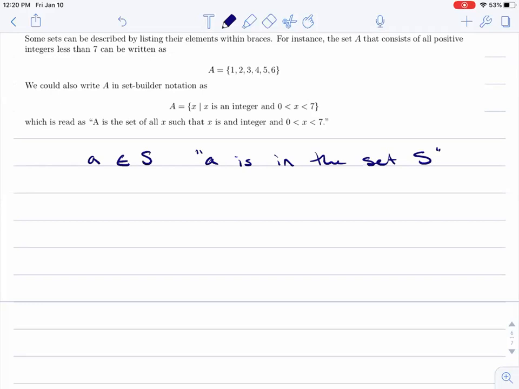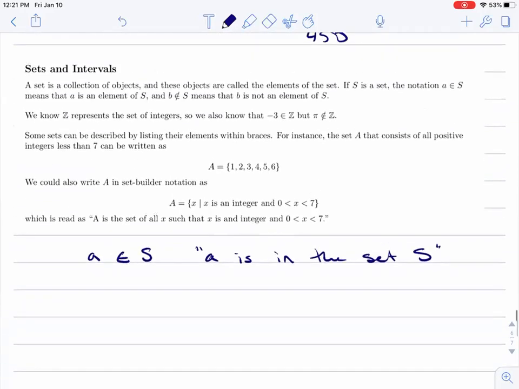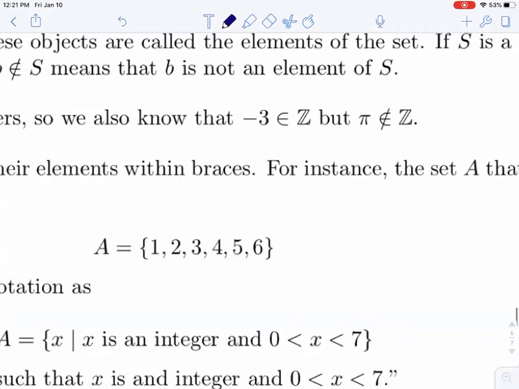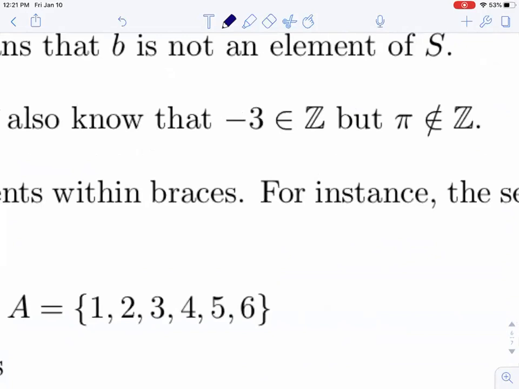It's going to feel like a lot in the beginning, but we're going to keep using this stuff and it's going to keep coming up. So things like A is in the set S just say that A is an element in the set S. So we can say things like, well, Z, the set of integers, -3 is in the set of integers. So we could say -3 is in the set Z. But pi is not an integer, so it's not in the set Z. So we can just put a slash through there.